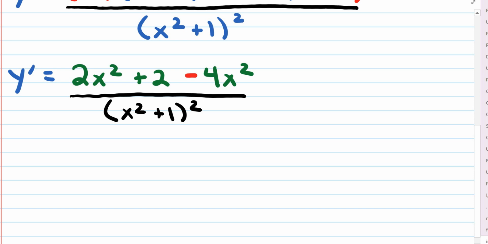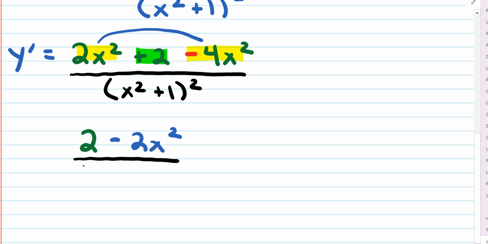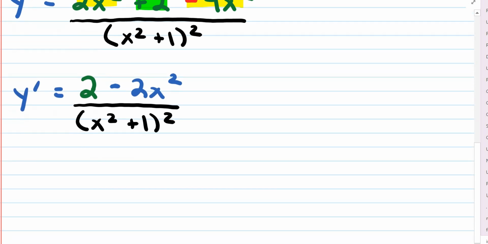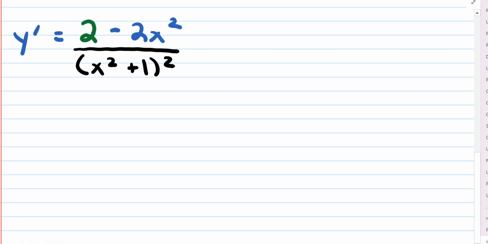Okay, so now we need to simplify the numerator here. So 2x squared minus 4x squared, and then we have this positive 2, right? So I'm going to rearrange this as putting the positive 2 in front. And then if I combine those terms, 2 minus 4 is going to be negative 2x squared, and then all divided by (x squared plus 1) all to the power 2, and this is y prime equals. Okay, so we're looking pretty good in terms of simplifying our first derivative here.